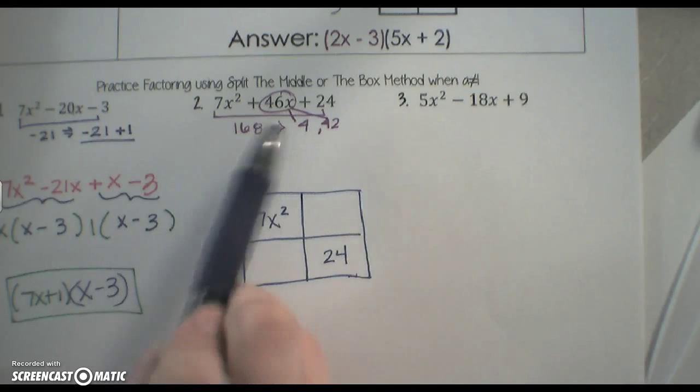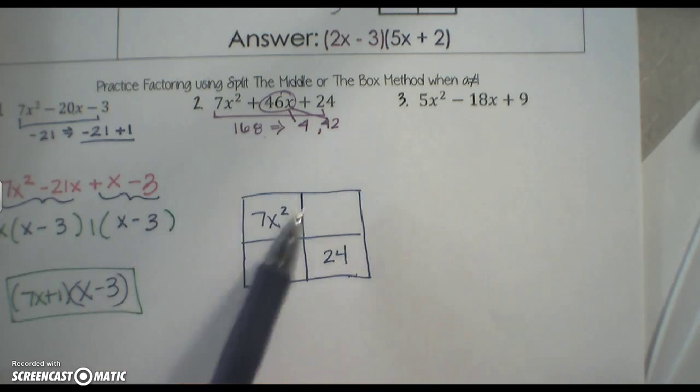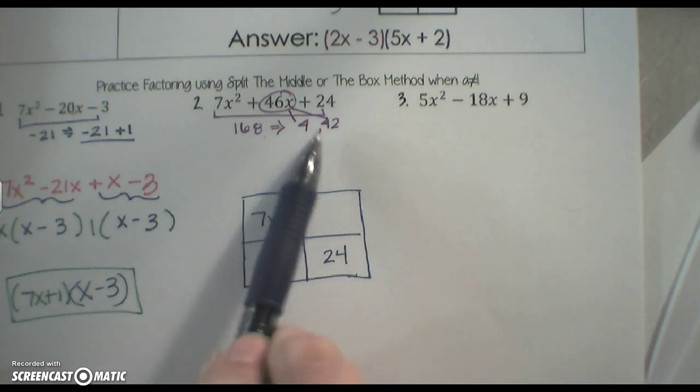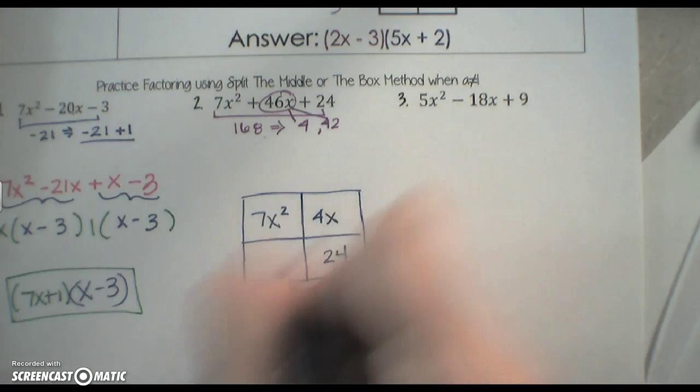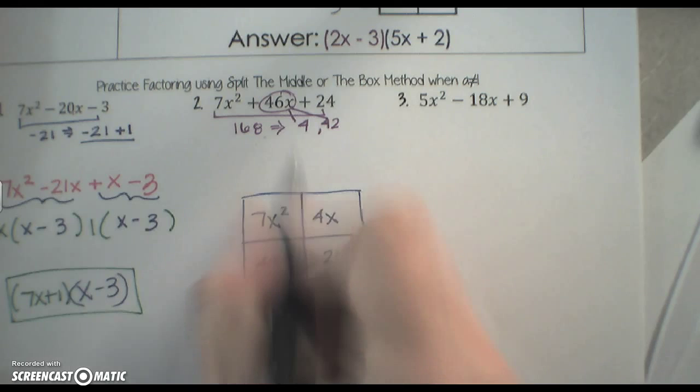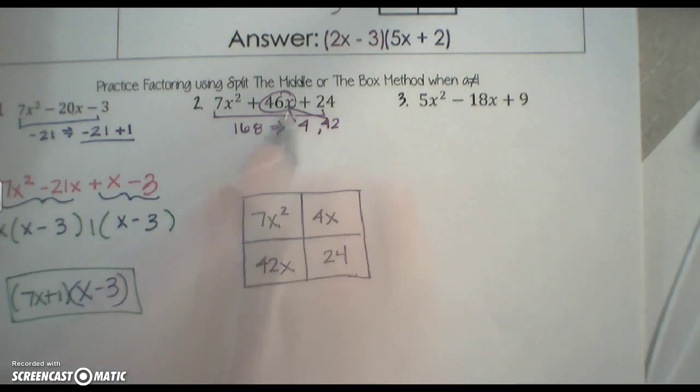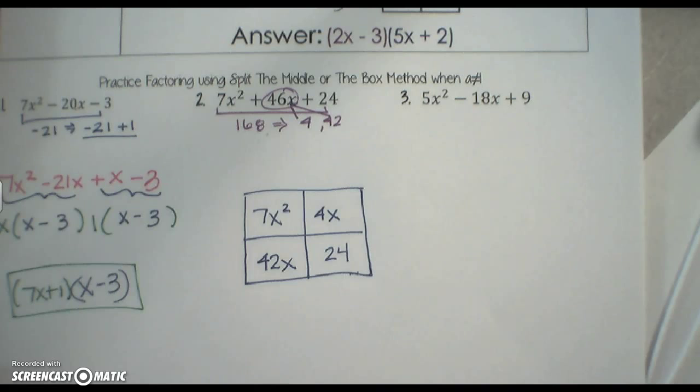Now remember, our middle term is the one that's getting split up, so that's what we're going to put in these other 2 boxes, the numbers we came up with here. And make sure that they have an x with them, because we're splitting the 26x into 42x and 4x.